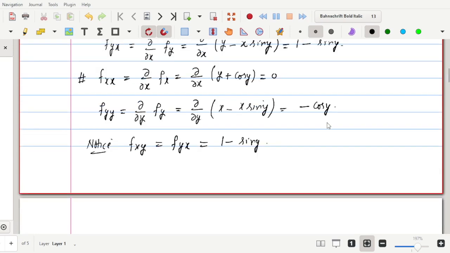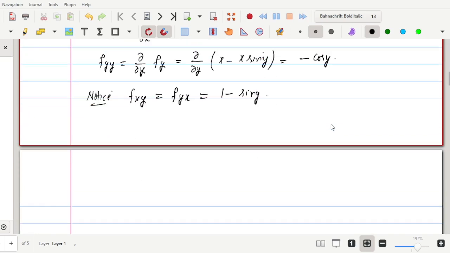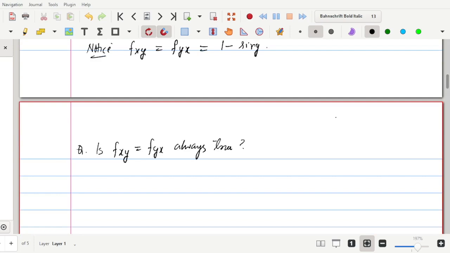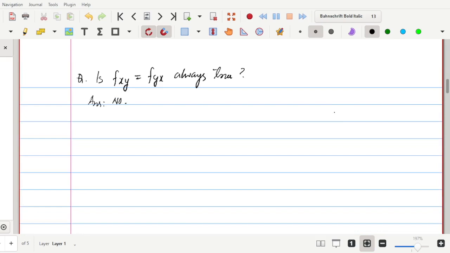But the question is here, is this always true? So we will ask a question here, is fxy equal to fyx always true? So this is our question, but the answer to this question is no. This is not always true. Then the next question is, what are the conditions under which these are true? So they are the conditions which are given by the Clairaut's theorem, but before that we will take up an example where we will see that fxy may not be equal to fyx. So let's take up this example.